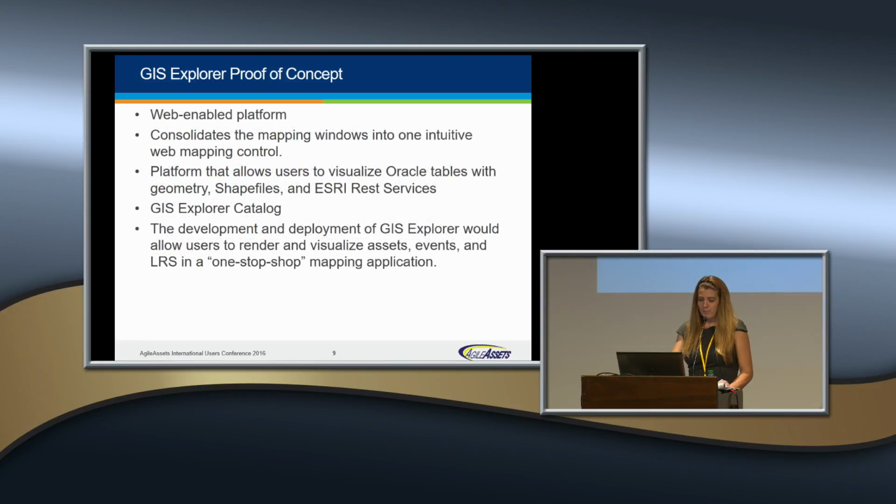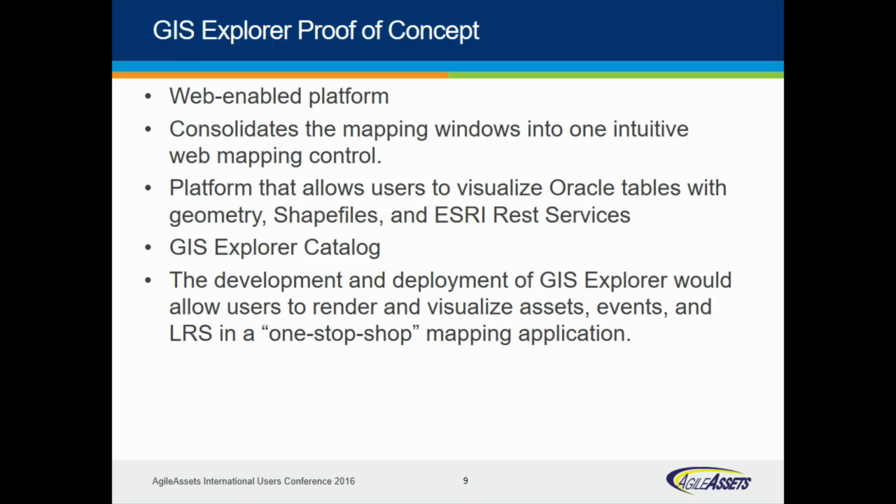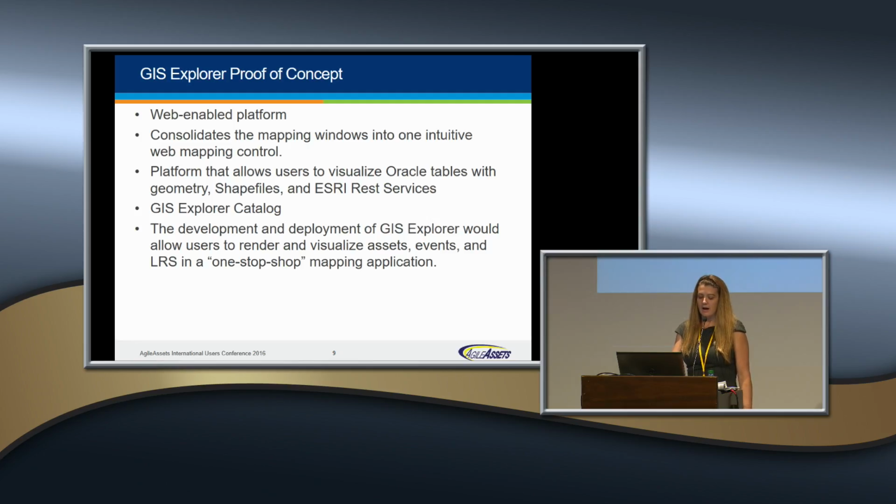So it was a web-enabled platform, and we decided to consolidate all of the mapping windows into one intuitive web mapping control, so all of the mapping would be under one tab. We also decided to visualize Oracle tables that have geometry. You can also visualize data using a Shapefile importer, and also ESRI REST Services. We also implemented a GIS Explorer catalog where you can find all your layers and your map reports.